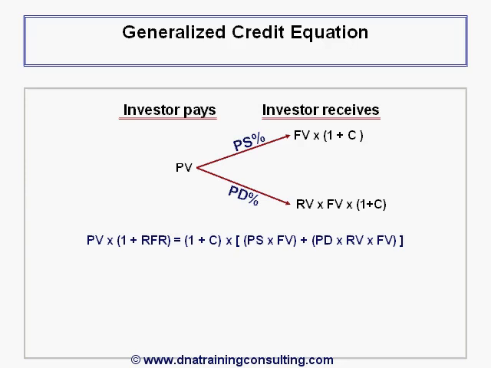Note that we have used here a term PS for the survival probability, and that is nothing more than 1 minus PD for that same one-year time interval. Rearranging some of these terms enables us to derive a general formula for the coupon, reflecting all of the terms PV, RFR, PS, FV, PD, and RV. And this formula has been programmed in Excel in worksheet coupon.